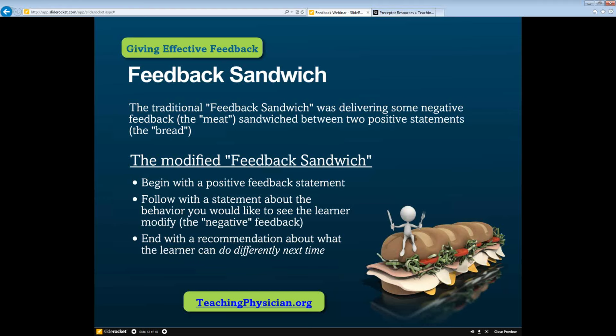And there's a variety of variations on the theme, but I think if we just stop at giving them a positive feedback in the feedback sandwich, we don't give them something to do so that they can move forward for next time.